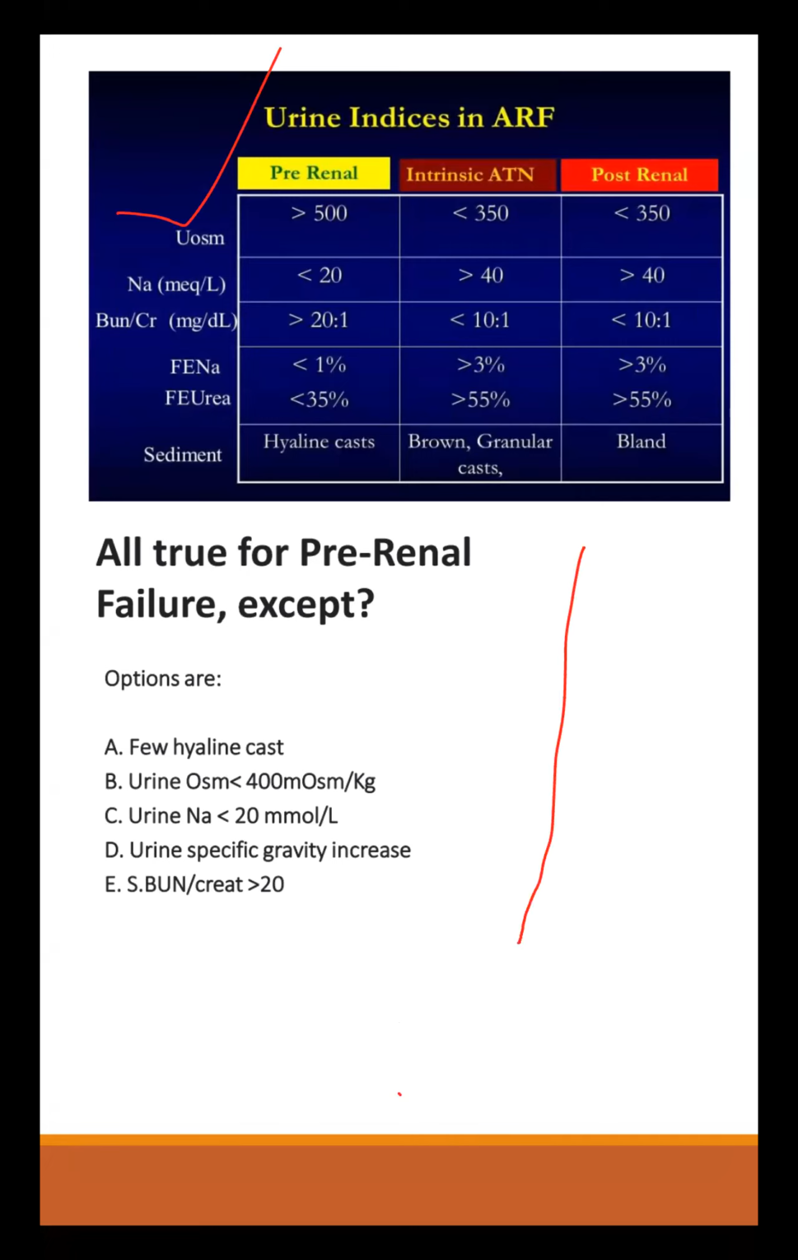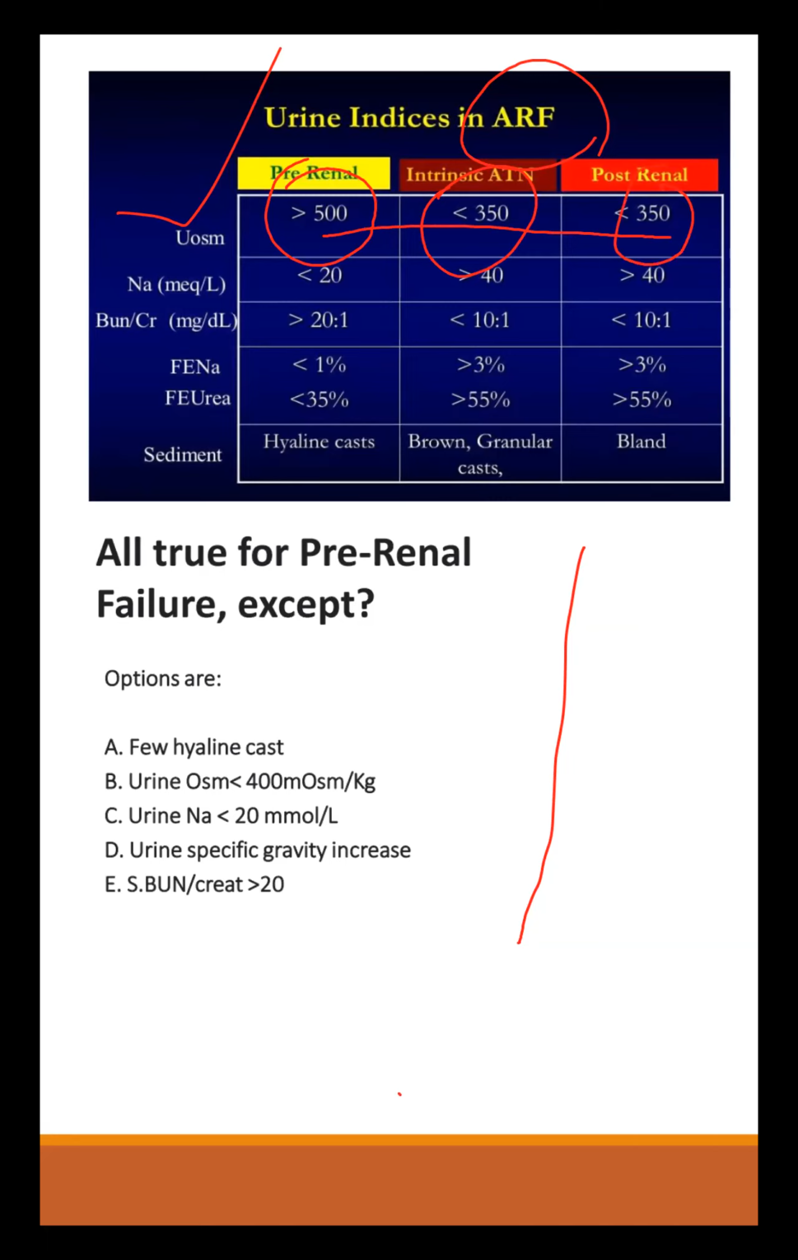I'll discuss it later. First of all, identify acute renal failure. In pre-renal cause, urine osmolality will be more than 500. Intrinsic or acute tubular necrosis will be less than 350. You must know this value; they will give the value in the exam. Very important, we have to remember the urinary osmolality value. Post-renal is below 350.